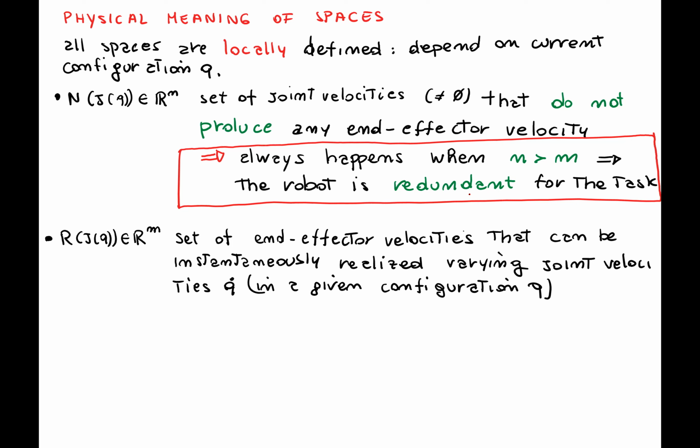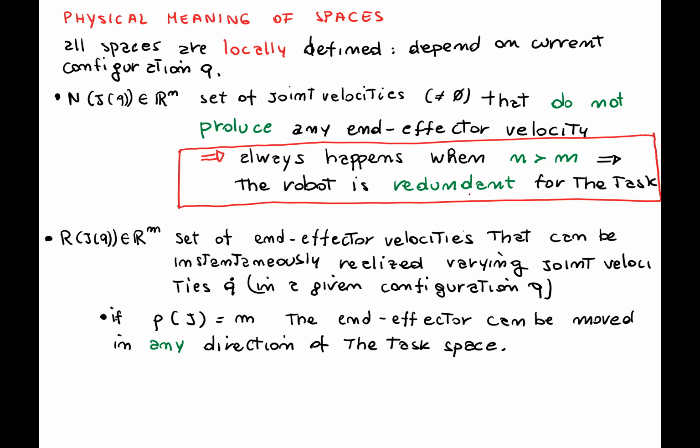And the range space instead is the set of end effector velocities that can be realized with some joint velocities in a given configuration. And if the Jacobian matrix is full rank, so in this case, for example, we are talking about a fat matrix, we have the rank equal to m, then it means that the end effector can be moved in any direction of the task space. We don't lose mobility in some directions.